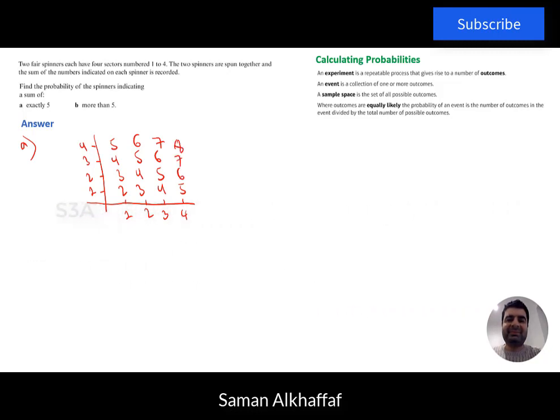Now for us to find the location, we say this is spinner 1 and this is spinner 2. So we can see that the range of 5 is across here. When these values occur, that will give us 5.